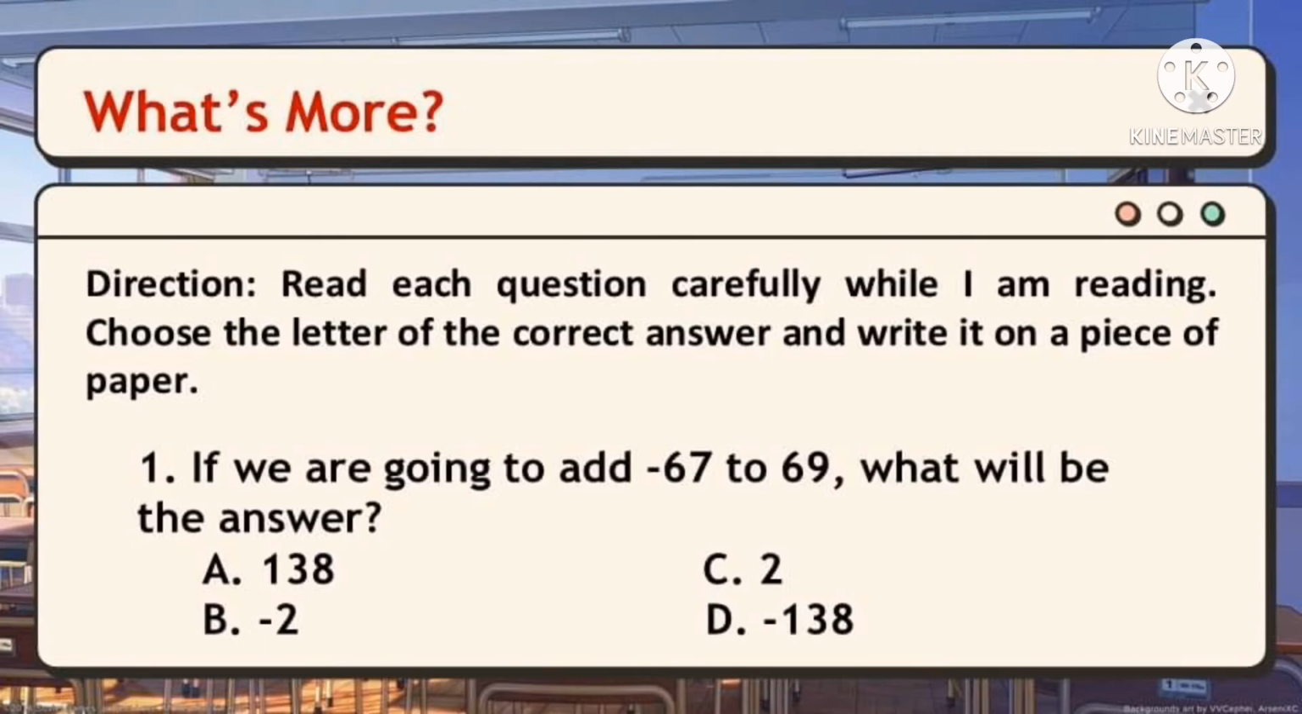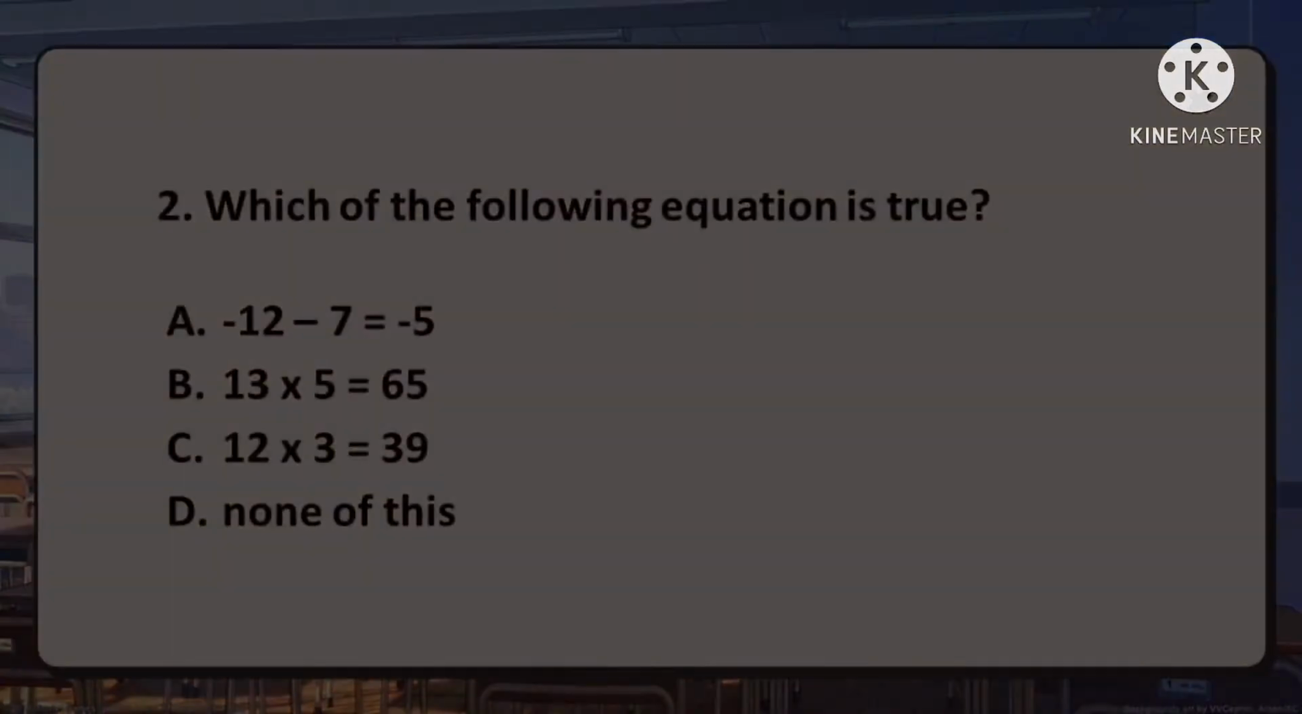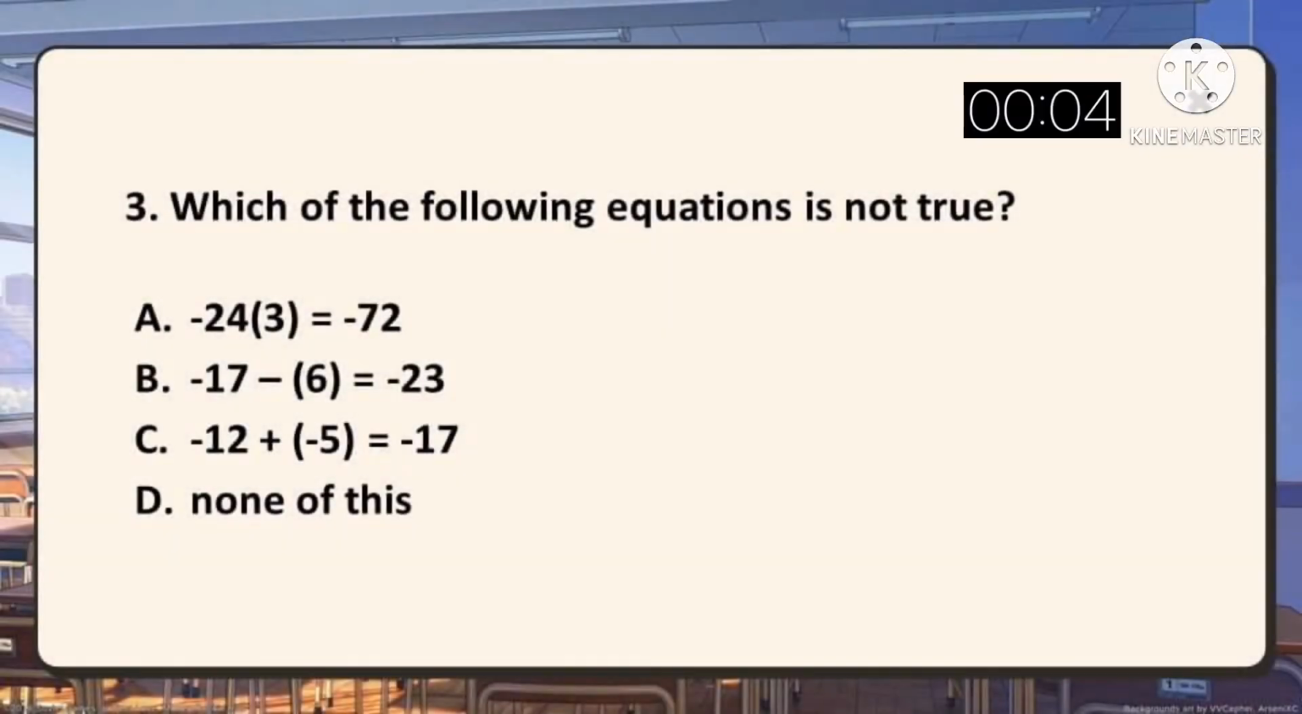If we are going to add negative 67 to positive 69, what will be the answer? If your answer is letter C, you are correct. That is positive 2. Write your answer. Alright, the answer is letter B. About number 3. Alright, time is up. The answer is letter C.